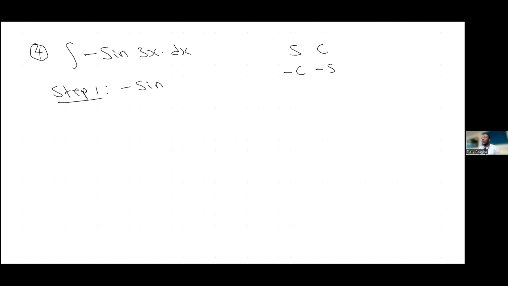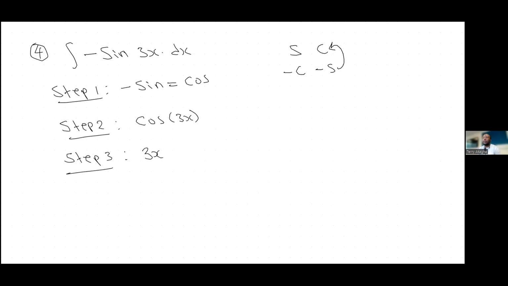So when you integrate minus sine, it's going to give you cosine. So step 2, we then have to replace it. Instead of having minus sine, it's going to be cosine 3x. Now step 3, we have to differentiate the variable in the bracket. So it's going to give us 3x, and when you differentiate 3x, it's going to give us 3.